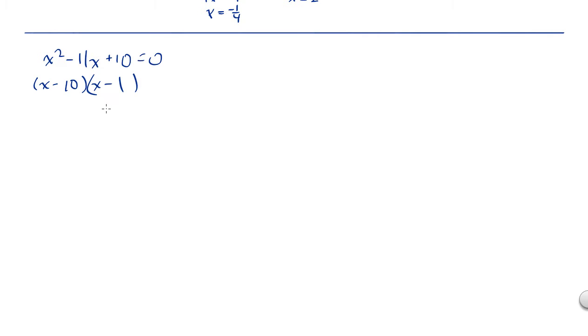You could write these in whatever order. Equals 0. So this one's pretty straightforward. So that means x is 10 or 1.